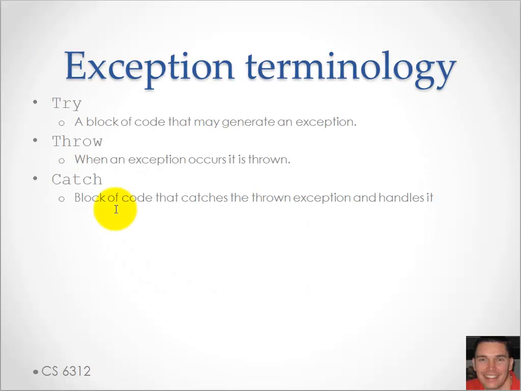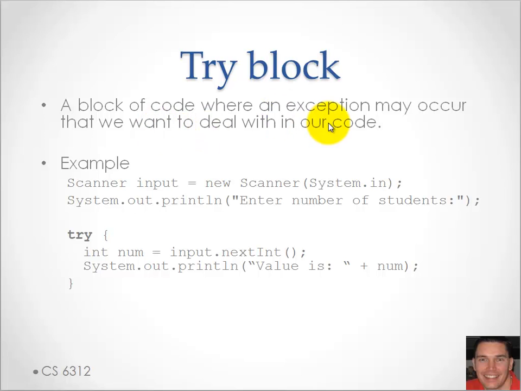Now, some exception terminology. We're going to see the words try, throw, and catch. So try is a block of code that may generate an exception. Now, an exception can be generated whether we put a try block in or not, but it means that we're going to try to put in some mechanism to be able to handle that exception. Throw is when an exception occurs and it's actually thrown up to be dealt with. And then catch is a block of code that catches the thrown exception and handles it. So the try block is a block of code where we are expecting an exception could occur that we then want to deal with in our code.